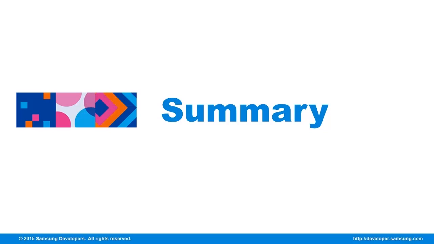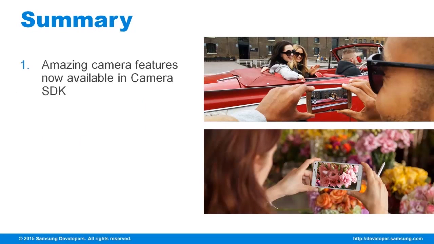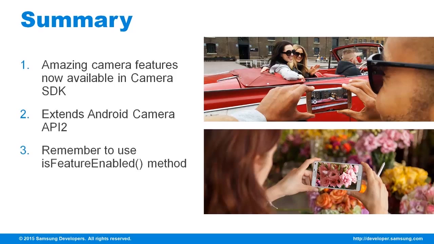Let's wrap up today's episode on the Camera SDK. Features that make the Samsung Camera app amazing are now available through the Camera SDK. The Camera SDK provides developers with APIs that enable creation of feature-rich camera-based applications. It extends and builds on the Android Camera API too. Remember to utilize the isFeatureEnabled method to check the features available to your device.